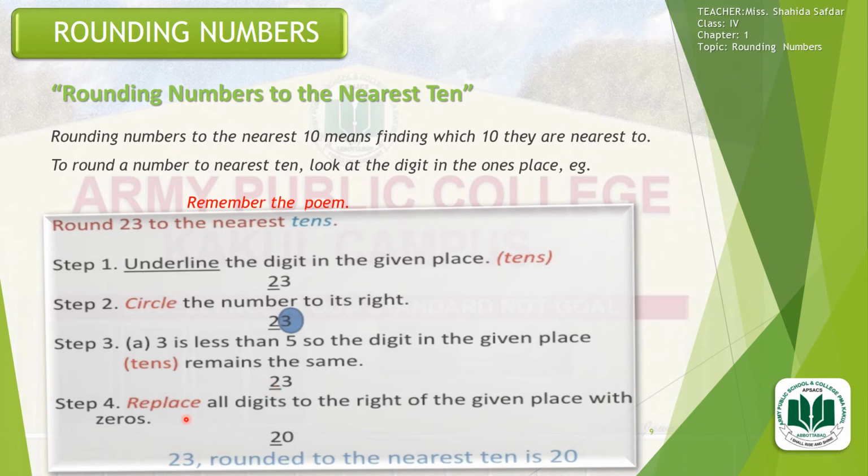And 3 will be replaced by 0, because there is only one digit, that is 3, to the right of 2. So here we will put 0. And 23 rounded to nearest 10 is 20.